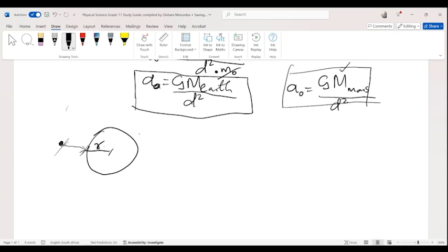Okay, and it has been calculated for Earth to be 9.81 meters per second squared. But I think in our syllabus, we're gonna use 9.8 meters per second squared.